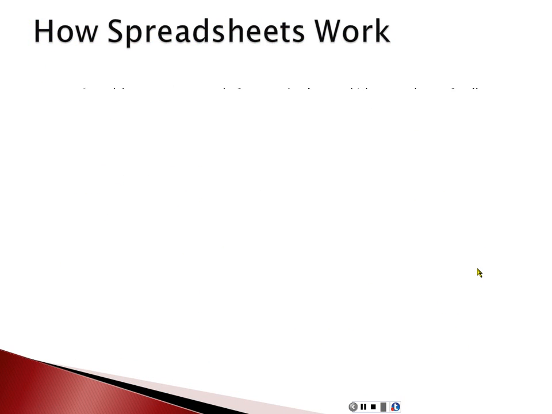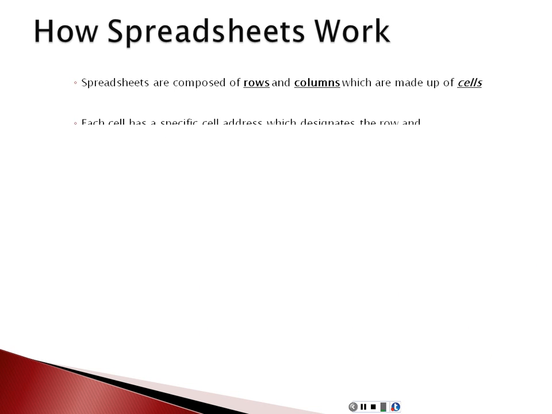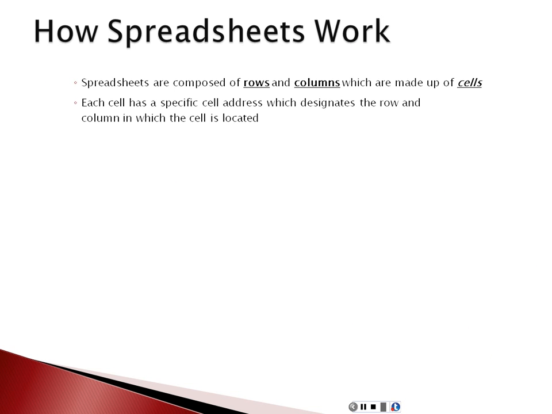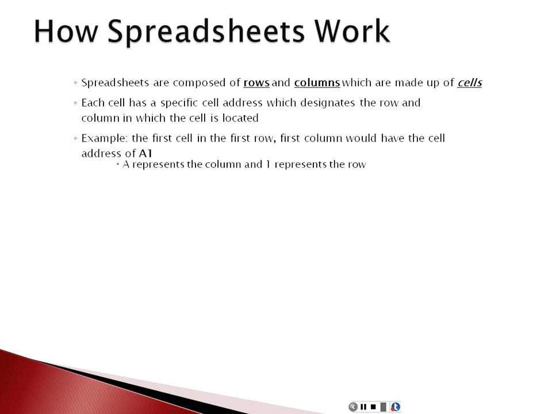Now, in regard to how spreadsheets work, they're composed of columns and rows, and each individual square is known as a cell, and each cell has an address. And so when you're speaking of a spreadsheet, you talk about the row and the column where the data is located, or which cell. Example, the first cell in the first row of the first column would have the designation of A1. Now, in this example, A represents which column that cell is in, and the 1 represents the row number.